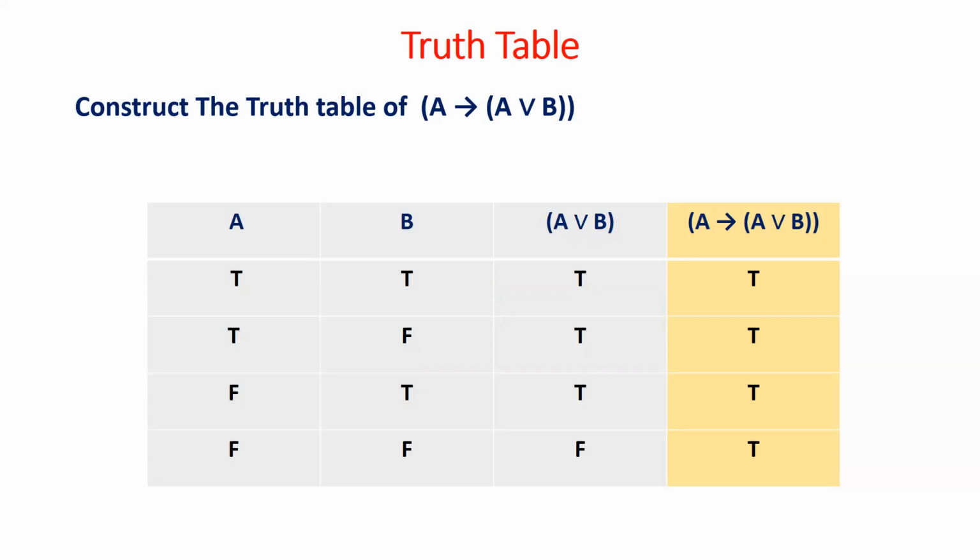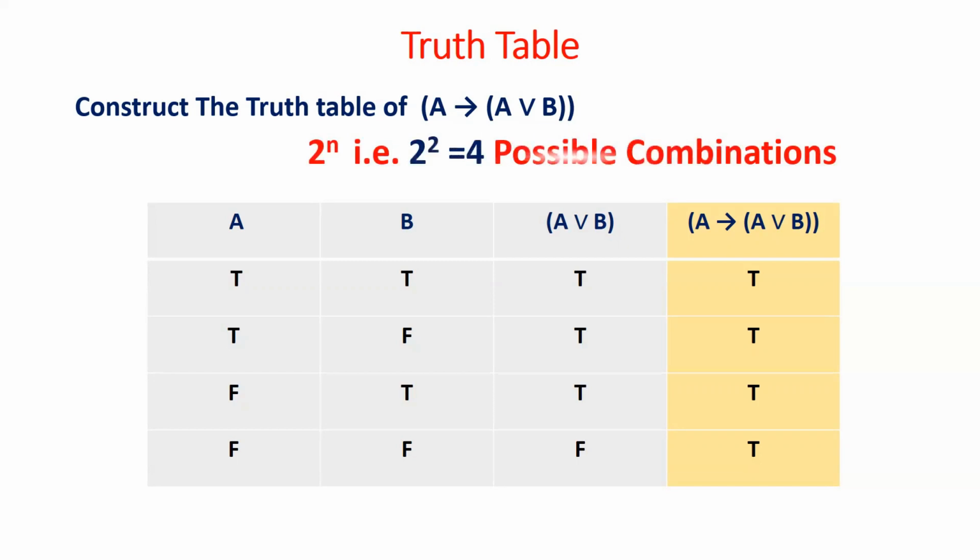Now here we have to find the number of atomic propositions present in the given statement formula. How many atomic propositions are present in this formula? 2. Which ones? A and B. So this count of 2 is indicated as n. After getting the value of n, we use the formula 2 raised to n, that is 2 raised to 2, equal to 4 possible combinations. So to construct the truth table of the given formula, we require 4 combinations. If the given formula consists of 3 atomic propositions, definitely we'll get 8 possible combinations. Are you clear? Very simple thing.